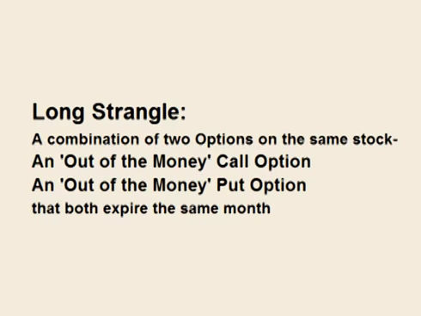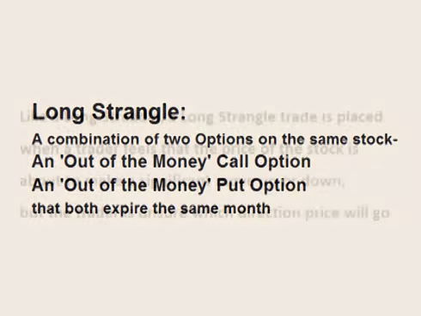Like the straddle, a long strangle is a trade that combines two options on the same stock, a long call and a long put, both with the same time of expiration. However, for a straddle, the trader buys options that are at the money, and with a strangle, the trader buys two options that are out of the money.